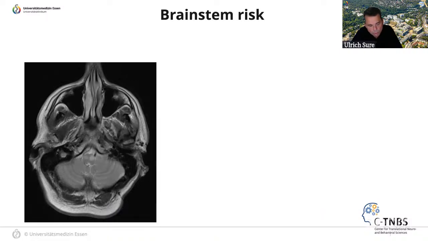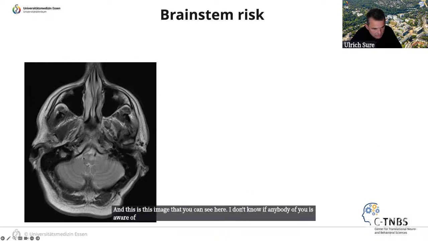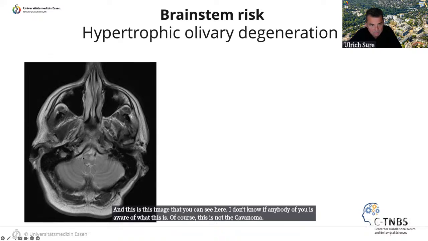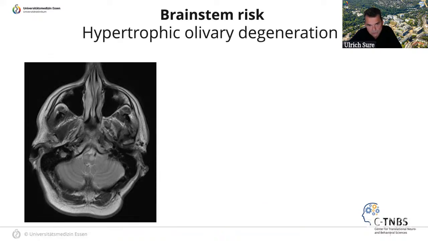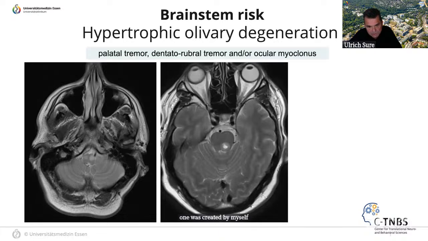And there's one more thing that I want to make a point of, and this is this image that you can see here. I don't know if anybody of you is aware of what this is. Of course, this is not a cavernoma. This is a so-called hypertrophic olivary degeneration, and this one was created by myself when I operated on this cavernoma here that had bled twice.